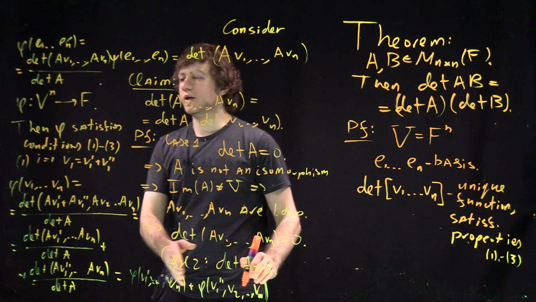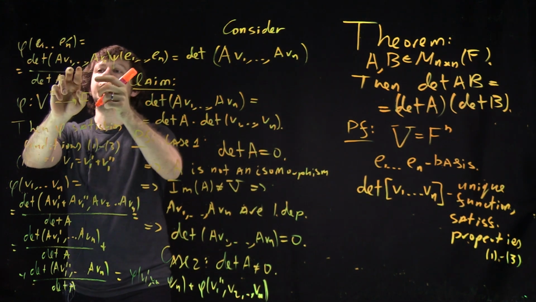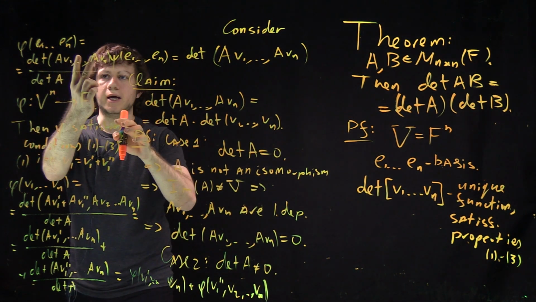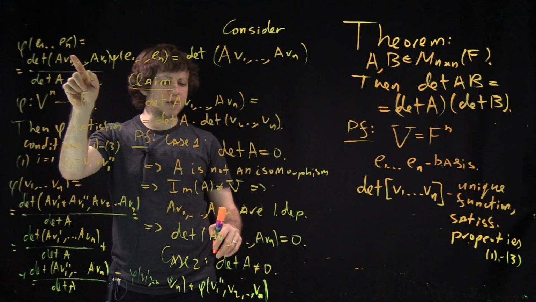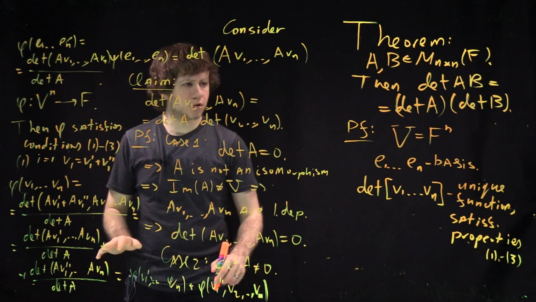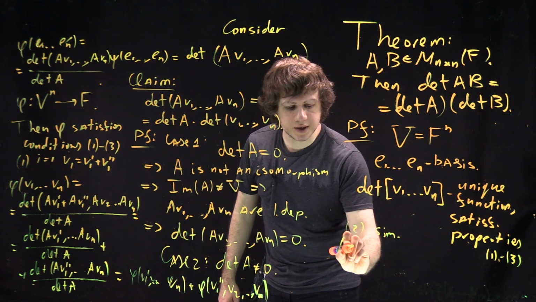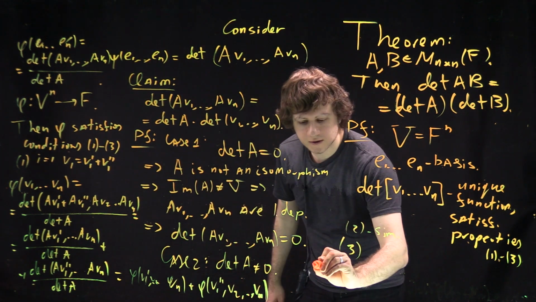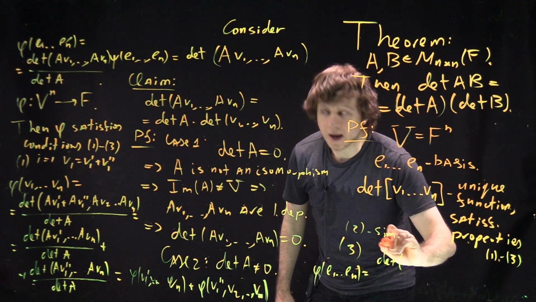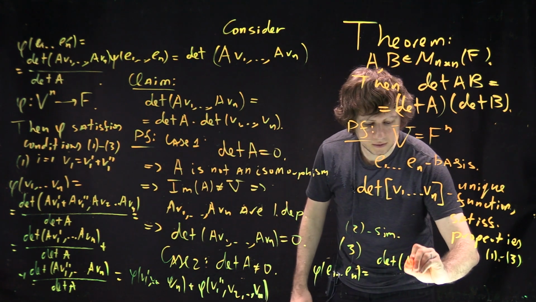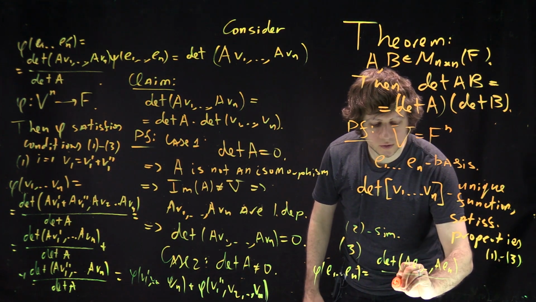And similarly, you do it for any other vector. Property 2 is similar, because when you exchange two vectors here, the determinant changes sign, and so phi is also antisymmetric. And finally, 3: if you compute this phi of E1 up to En, that's the determinant of A E1, ..., A En, divided by the determinant of A.